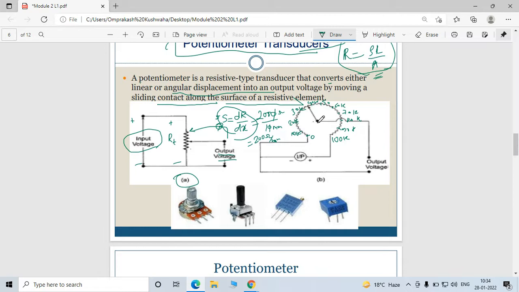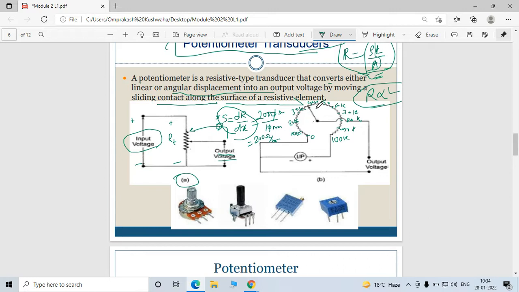At one position, you know the length of the whole wire, right? Now see the relation: resistance is directly proportional to rho L by A. This term is constant, and we change only the length. So according to Ohm's law, when your displacement is happening, your resistance also varies.